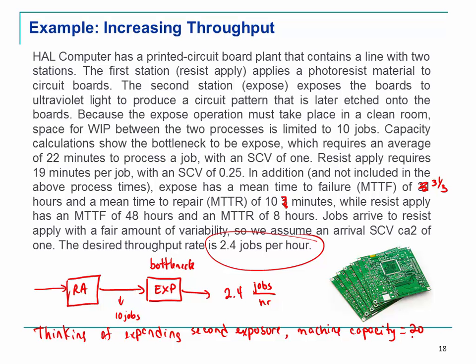But the question is, is there a better solution than that? Is there any other thing that we can do other than increase the capacity? Because this is a clean room, right? So adding another clean room is very expensive. So the question is, is this the only solution, adding the second exposure machine to increase the capacity to 20, or can we do other things to increase throughput?